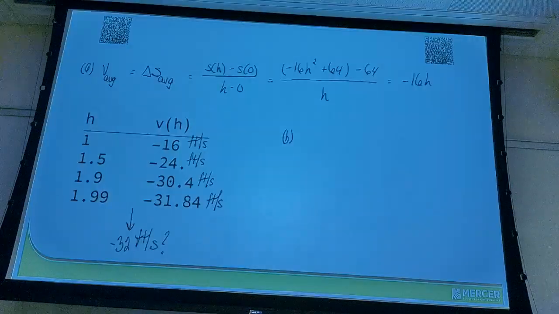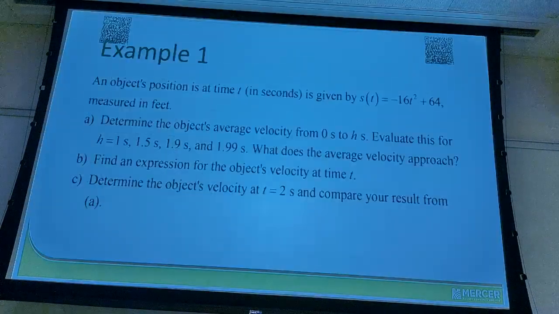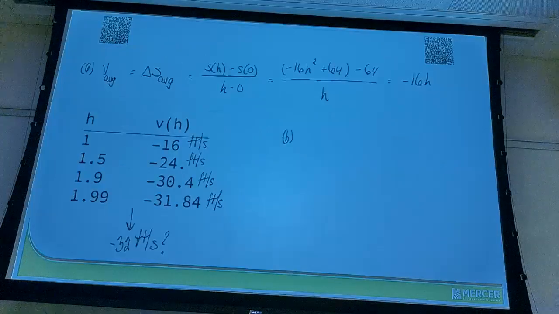Now they want us to find an expression for the object's velocity at time t. I'm going to introduce you to new notation. Dot notation. You know what that is? Finally something you don't know. Oh no, you knew about snap, crackle, and pop. Almost no one knows about that.